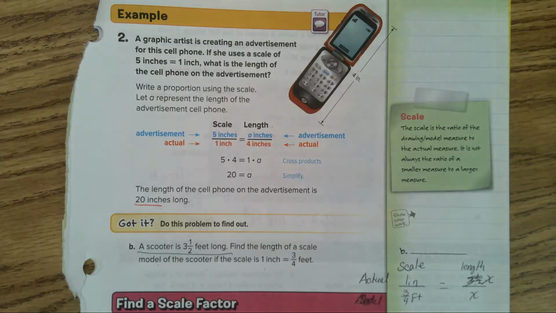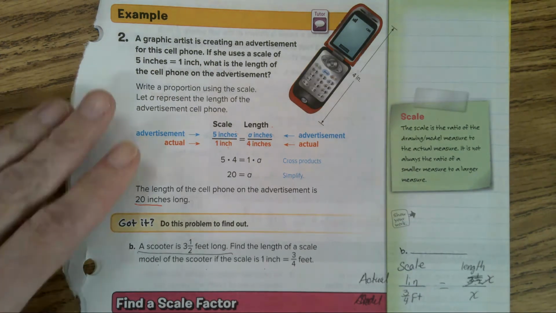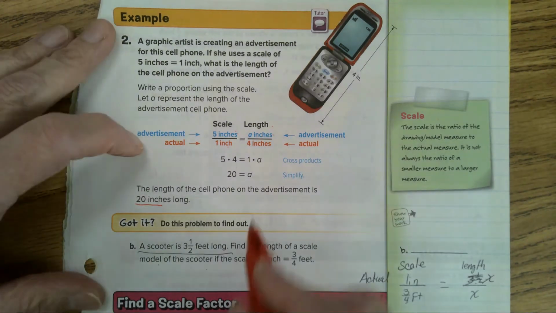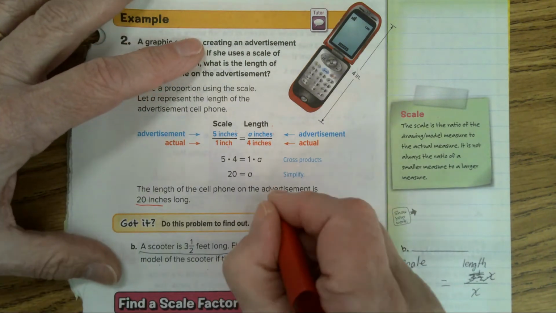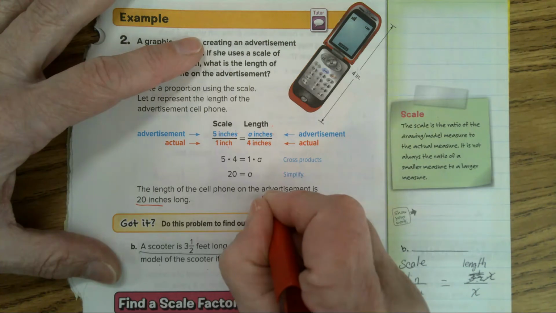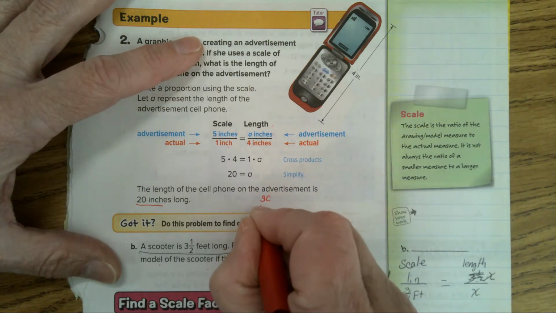Okay, so here we have, let's see, where shall I put it? I'll put it above the B right here. Okay, so we are going to do 3/4. I'm going to do, let's see, scale over actual. So let's do scale, SC, and actual.